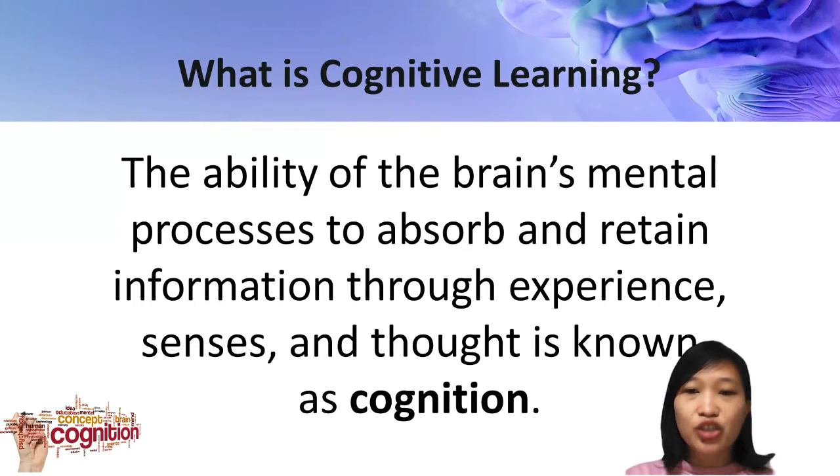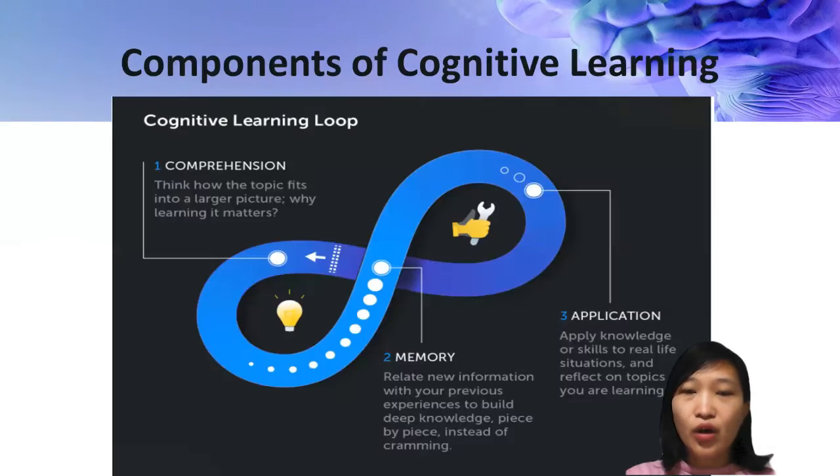There is a young branch of psychology known as cognitive psychology. It is the study of one's internal processes. These are the things going on in your brain, such as thinking, attention, learning, problem solving, and perception, among others. Now we go to the components of cognitive learning.